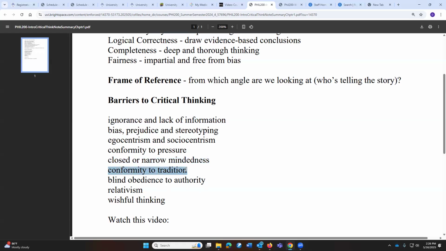Conformity to tradition. We've heard sometimes people say, well, that's the way we've always done it. Well, sometimes the way we've always done it is a good way, but it's better to look at the way that we do it and whether or not it's helpful in itself, rather than just say it's the thing to do because we've always done it that way. Maybe sometimes it's time to change the way we've always done something. Sometimes maybe not, right? But saying it's the right thing to do because it's the way we've always done it is not as good as saying it's the right thing to do because it actually is a helpful, correct thing to do. Blind obedience to authority.